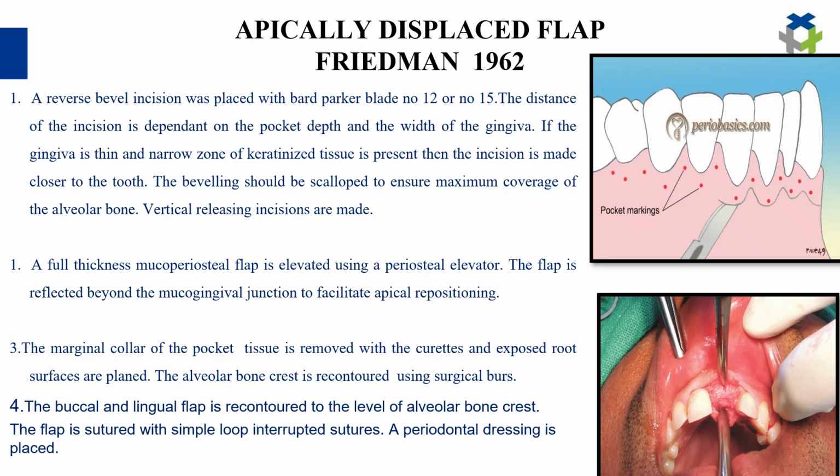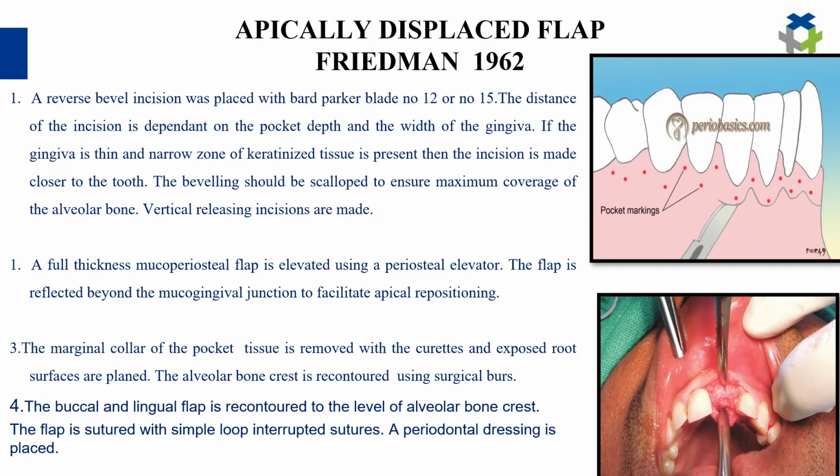Coming to the apically displaced flap. This involves a reverse bevel incision using a BP blade. The distance of the incision depends on the pocket depth and the gingival width. The flap is reflected beyond the mucogingival junction. For apical repositioning, tissue collars are removed, bone is recontoured and the flap is sutured.